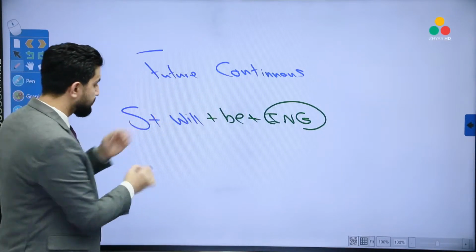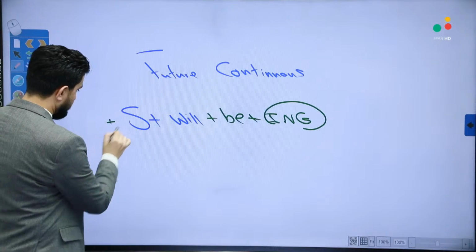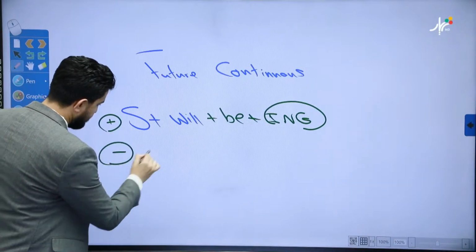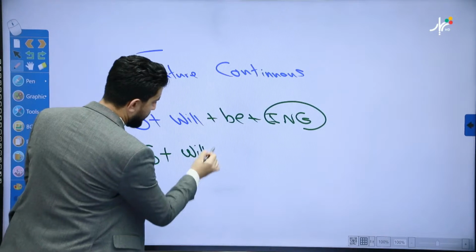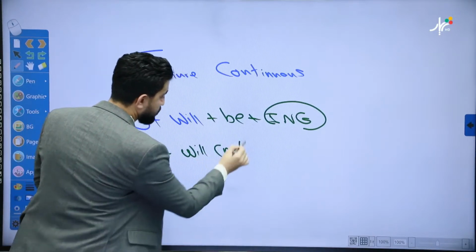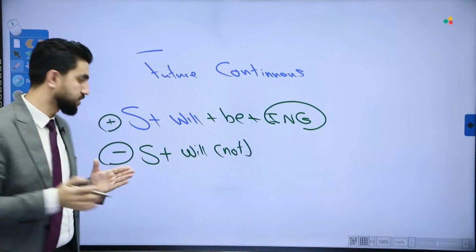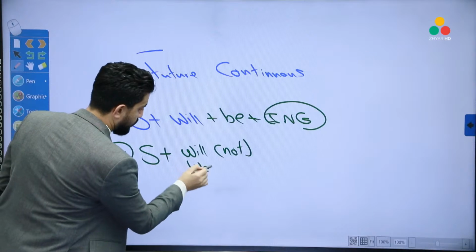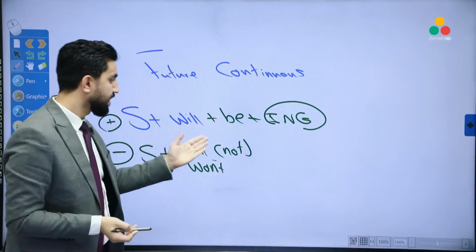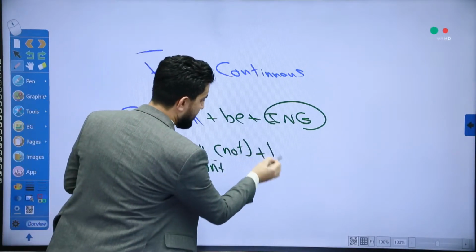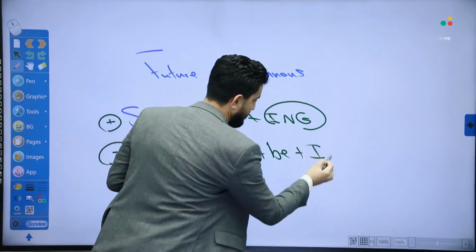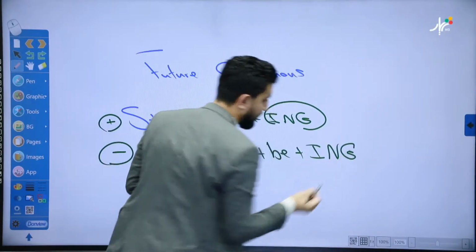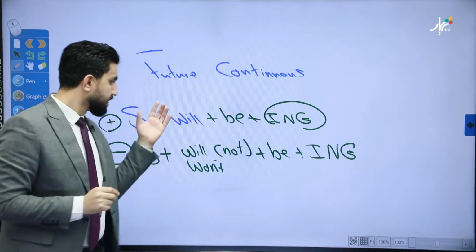This is the positive form. To change it to negative, again, subject plus will not, or the short form, won't. And then again the same thing, be plus verb ing. Let me write it this way so that you don't forget this. ing. This is the rule.